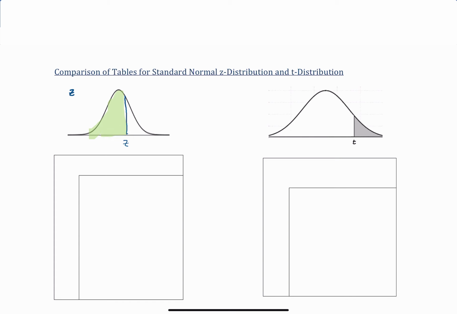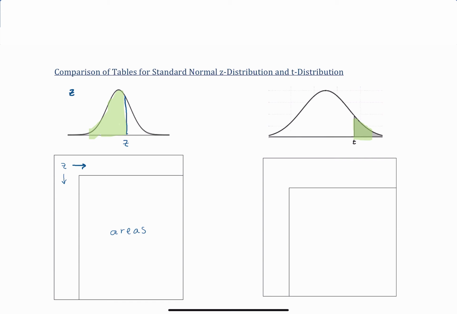And that's our first big difference, because with the t-tables, they give you the area to the right of a t-value. But wait, there's more, and it gets worse. With the z-tables, we find the areas in this big section of the table, and the z-values are found in that header column and that header row.